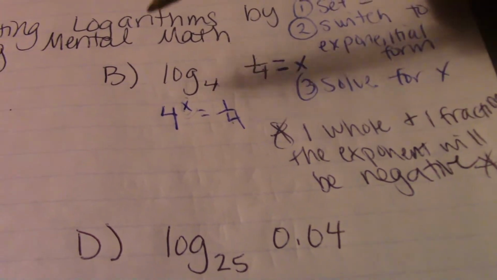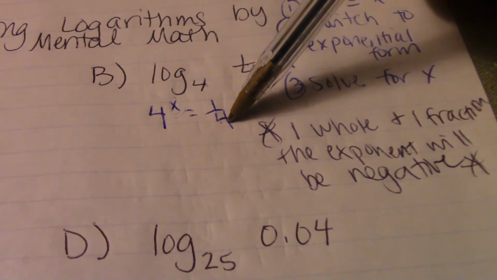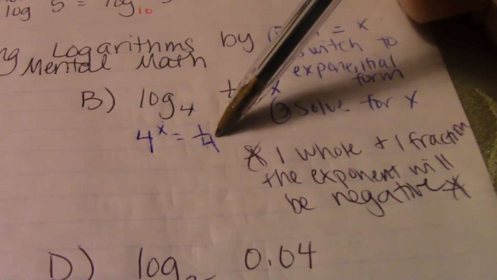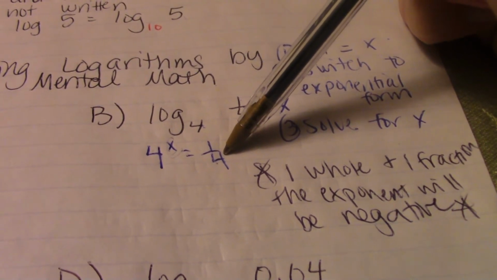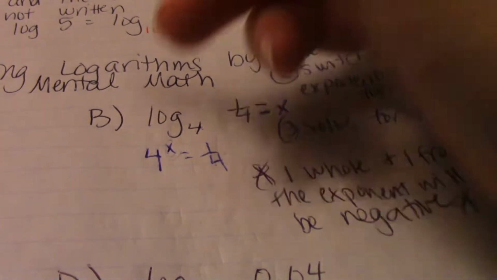Now, 4 to what power is 4? This was just a regular 4 over here, so it would be 4 to the first power. So because it's now in a fraction, I would say 4 to the negative 1 is 1/4. So x equals negative 1.